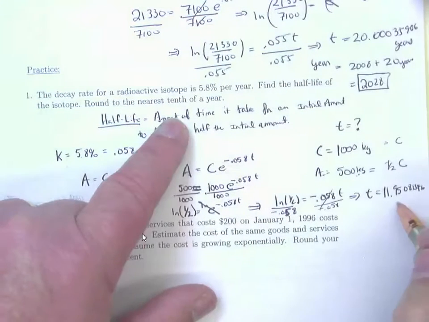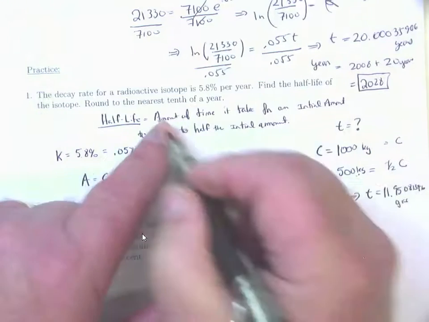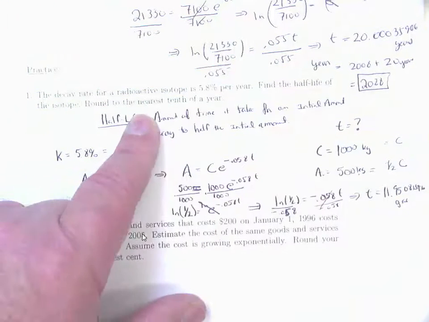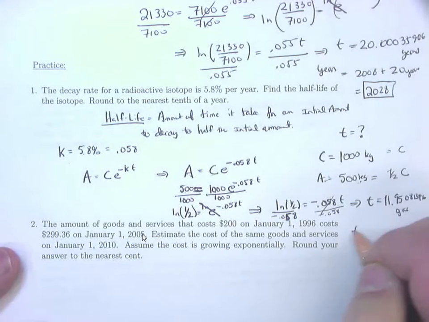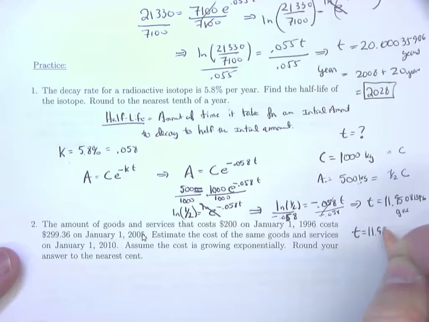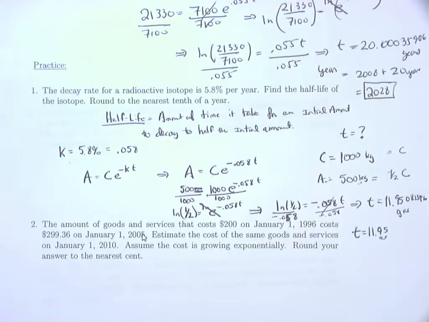What is time measured in? Years. But they did say round it to the nearest tenth of a year. Please do that. Your answer is 11.95. Round it off. So t is equal to 11.95, but they said a tenth of a year. So go to the tenths spot and look behind it. What do you see? 5. So you've got to round up. You're rounding a 9 up to, next one will be a 0.